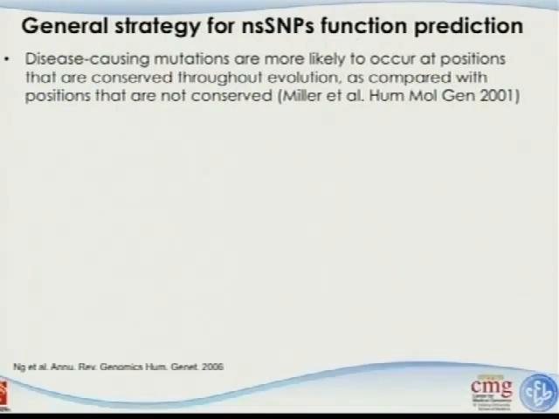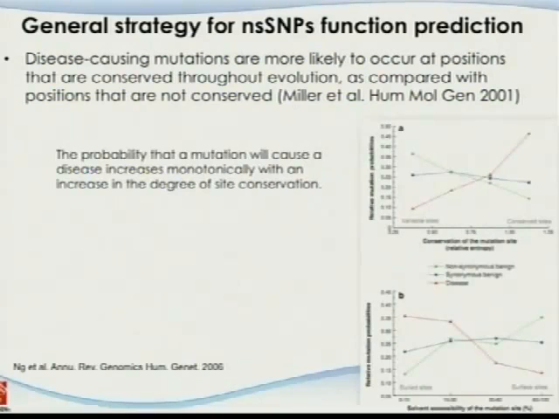The general strategy for functional prediction of non-synonymous SNPs: disease-causing mutations are more likely to occur at positions that are conserved through evolution, as compared with positions that are not conserved. This is a boring sentence, but it's so important because it is the basis for most of the prediction algorithms. So let's go through this again. Disease-causing mutations are more likely to occur at positions that are conserved throughout evolution, as compared with the positions that are not conserved.